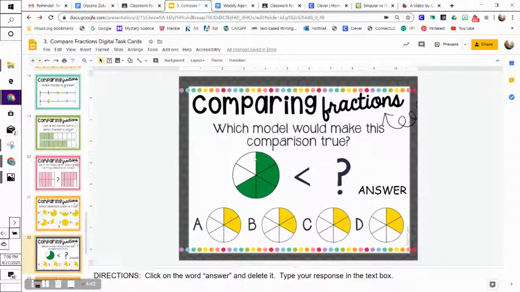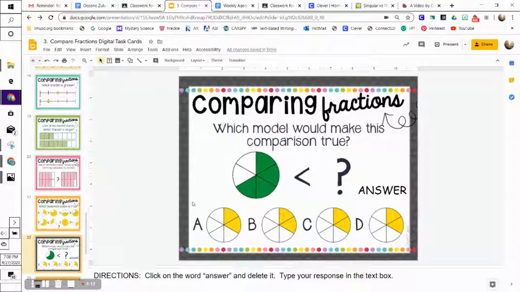So you have this circle. It's divided again into six. You have 4 6 shaded in. And you want to know which one of A, B, C, or D would make this less than. So 4 6 is less than what fraction down here? And honestly, now that I'm looking at it, I think this is a trick question. I don't think this is going to work. So I might take this one off for you guys.